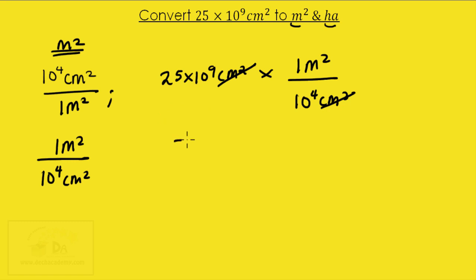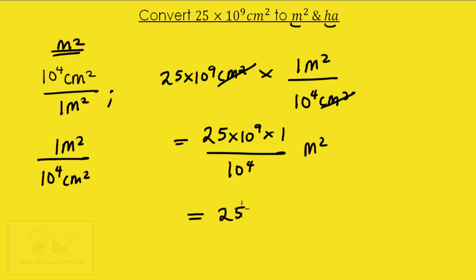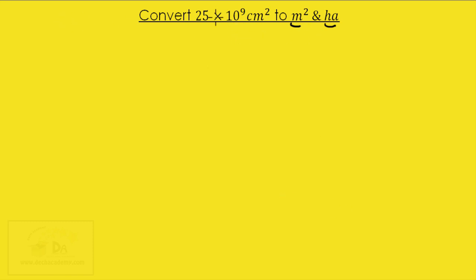So anyway, what you're left with is 25 times 10 to the 9 times 1 divided by 10 to the 4. And the only unit left is meter squared. And what you get is 25, you can do this in your calculator, 25 times 10 to the 5 meters squared. Therefore, 25 times 10 to the 9 centimeters squared is equal to 25 times 10 to the 5 meters squared, or square meters. Now let's determine what this value is in hectares. So you want to go from centimeters squared to hectares. So ideally what you want is an expression.